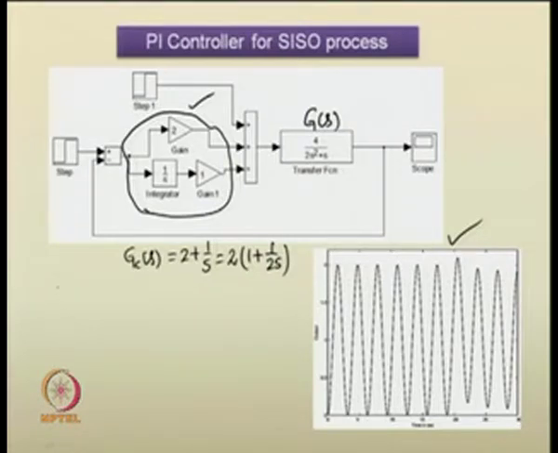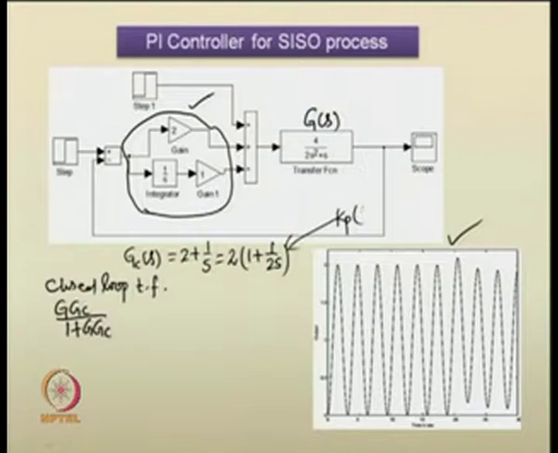Let us consider the system's closed loop transfer function, which can be given in the form of G GC upon 1 plus G GC. For analysis, let me assume the dynamics of the controller GC to be in the standard PI control form Kp times 1 plus 1 upon TIS.